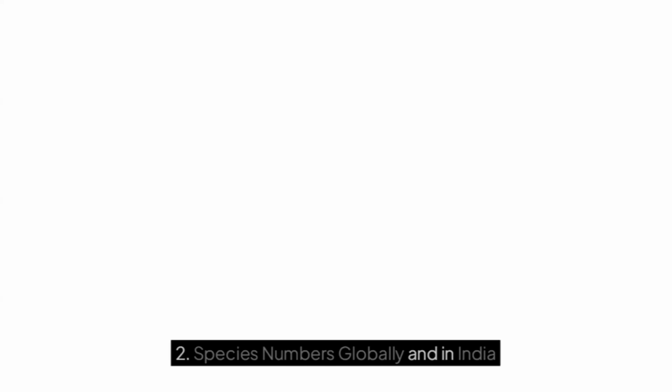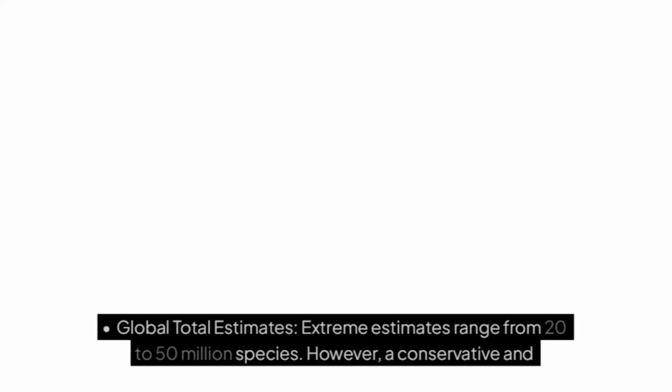2. Species numbers globally and in India, IUCN, 2004, estimates. Over 1.5 million plant and animal species have been described so far. Global total estimates. Extreme estimates range from 20 to 50 million species. However, a conservative and scientifically sound estimate by Robert May places global species diversity at approximately 7 million.